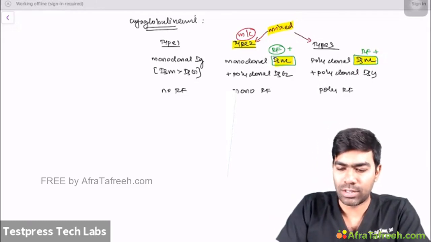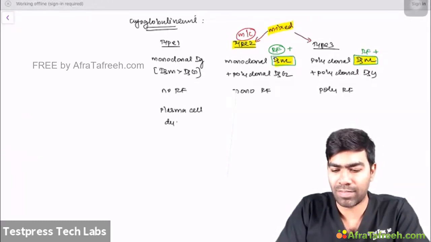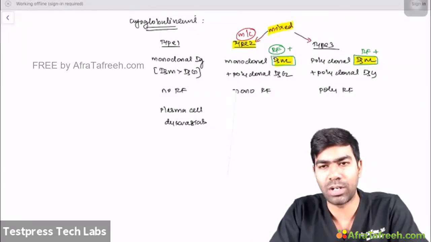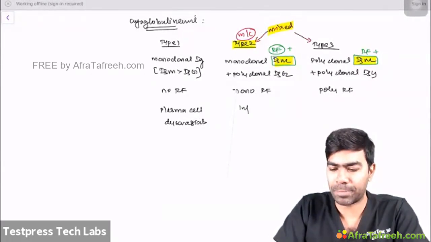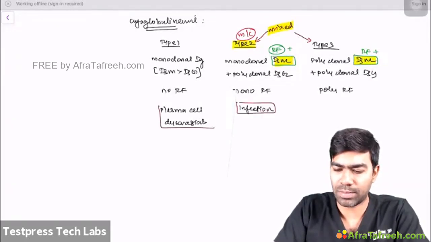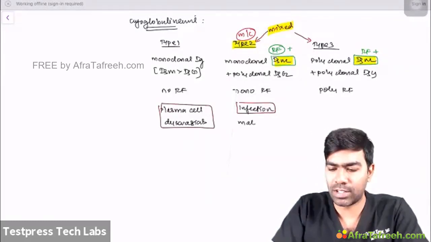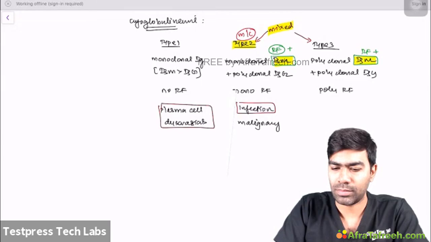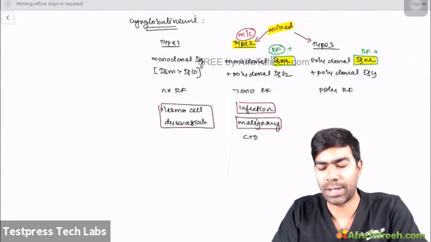So the usual etiologies: plasma cell dyscrasias like multiple myeloma and Waldenstrom's macroglobulinemia are the usual reasons for type 1 cryoglobulinemia. For type 2 cryoglobulinemia, the problem is usually infection. When I talk about type 2, it's always infection. Type 1 is plasma cell dyscrasias. Type 2 is infection. You can get it with certain malignancy also, that's the second common cause. And third, you can get it with certain connective tissue disorders. CTDs also can produce type 2 cryoglobulinemia.